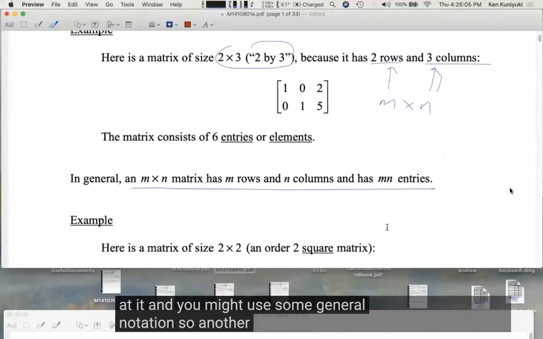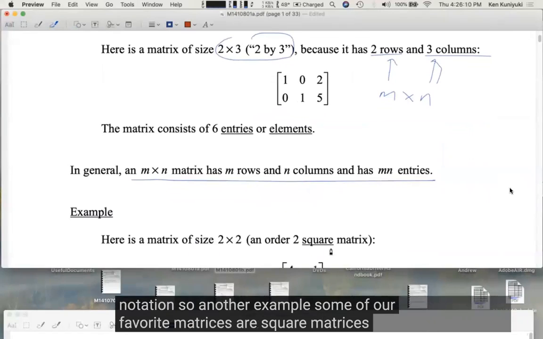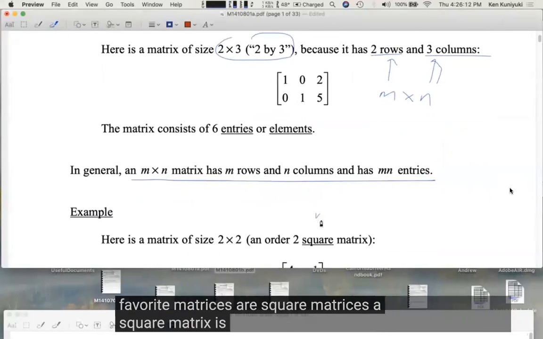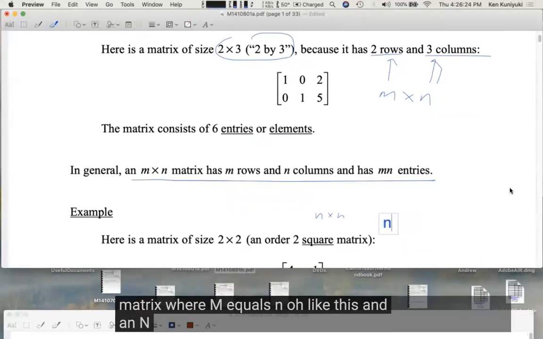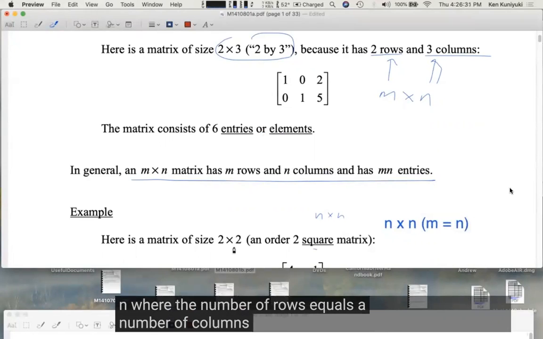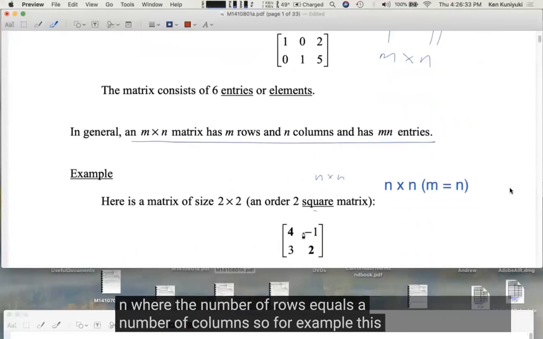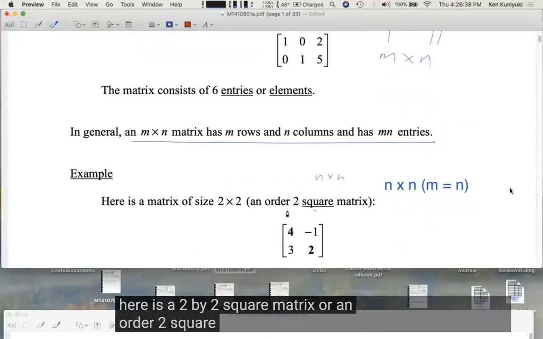So as another example, some of our favorite matrices are square matrices. A square matrix is basically an n by n matrix, where m equals n. I'll type this. An n by n matrix, that is where m equals n, where the number of rows equals the number of columns. So for example, this here is a 2 by 2 square matrix, or an order 2 square matrix.